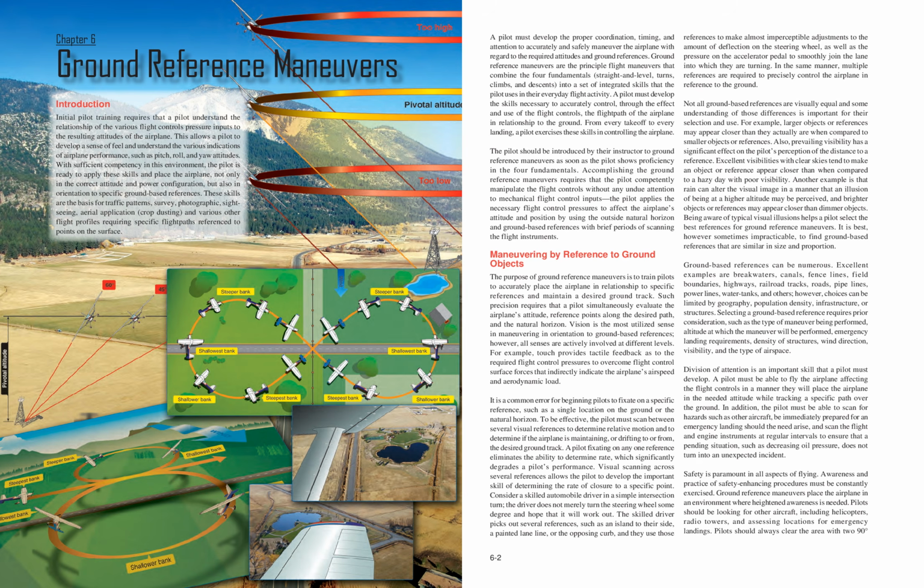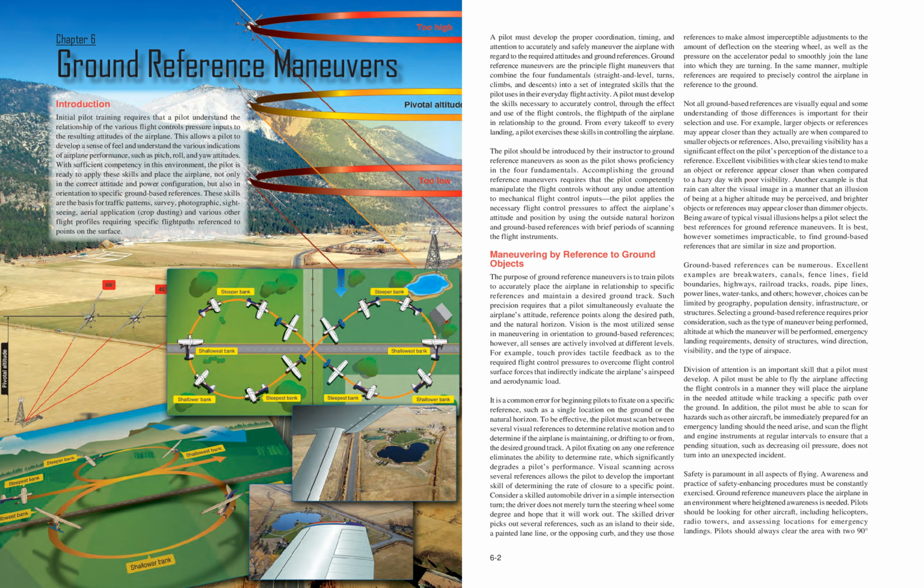Chapter 6. Ground Reference Maneuvers. Introduction. Initial pilot training requires that a pilot understand the relationship of the various flight controls pressure inputs to the resulting attitudes of the airplane. This allows a pilot to develop a sense of feel and understand the various indications of airplane performance, such as pitch, roll, and yaw attitudes.